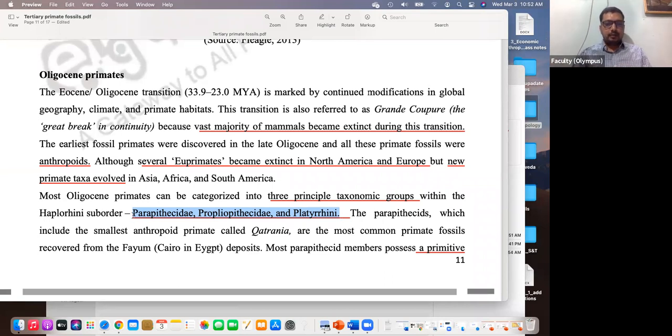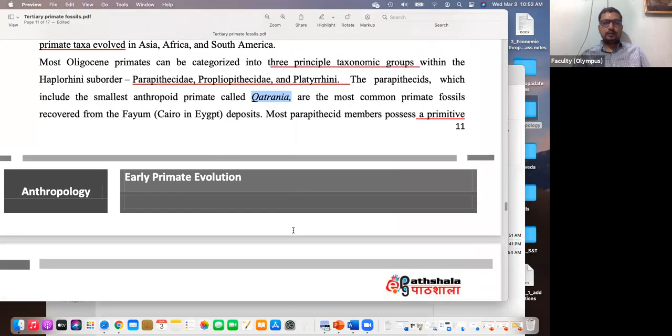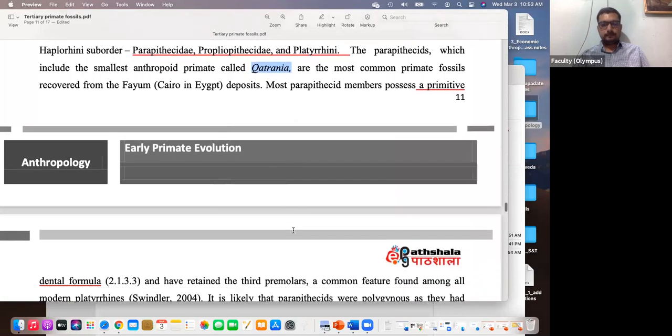So within the Parapithecidae, they found the smallest anthropoid, called Qatrania. The smallest anthropoid called Qatrania. This is where fossil evidence was obtained from a place called Fayum, near Cairo in Egypt. Fayum deposits, where they found some of the fossils related to the smallest anthropoid called Qatrania. This is a fossil from which they could derive some features.